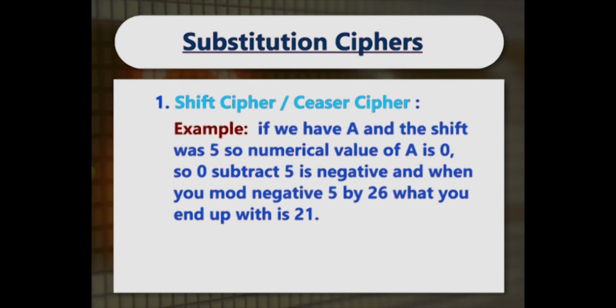So, for example, if we have A and the shift was 5, the numerical value of A is 0. So 0 minus 5 is negative, and when you mod negative 5 by 26, what you end up with is 21. This is how we represent the encryption and decryption algorithms.